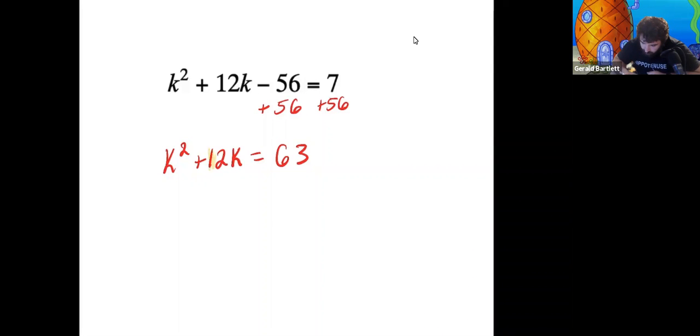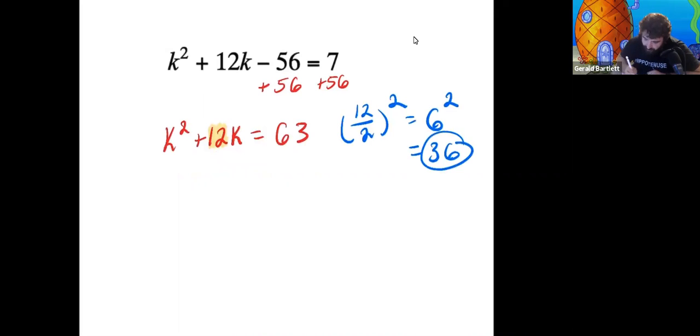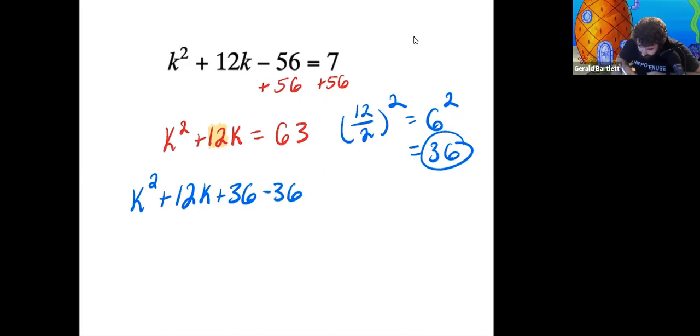Second step, we're going to look at our b value here. That's 12. Now I'll look at a different color, and we'll have 12 divided by 2 squared, which is of course 6 squared, which is 36. So for this, using this 36, I'm going to add that and subtract it at the same time. So k squared plus 12k plus 36 minus 36 equals 63.